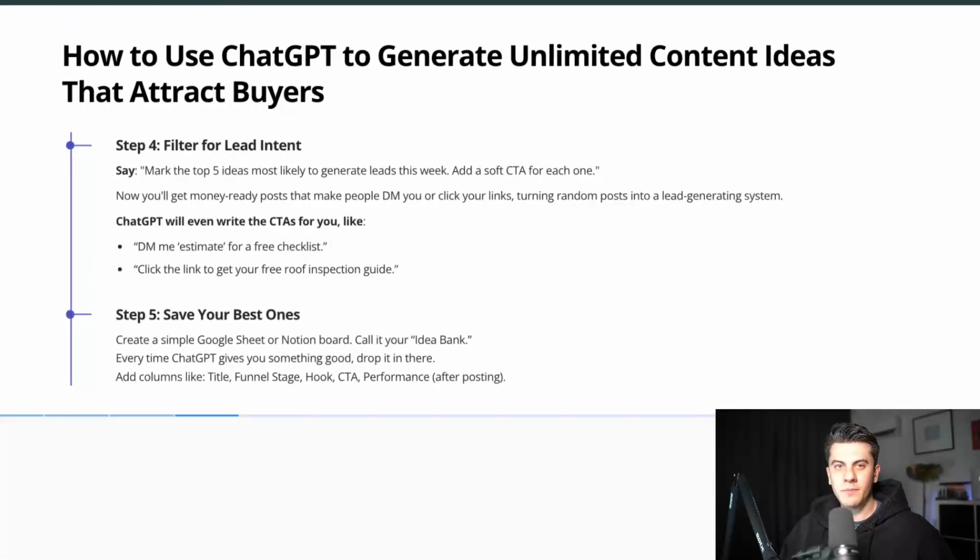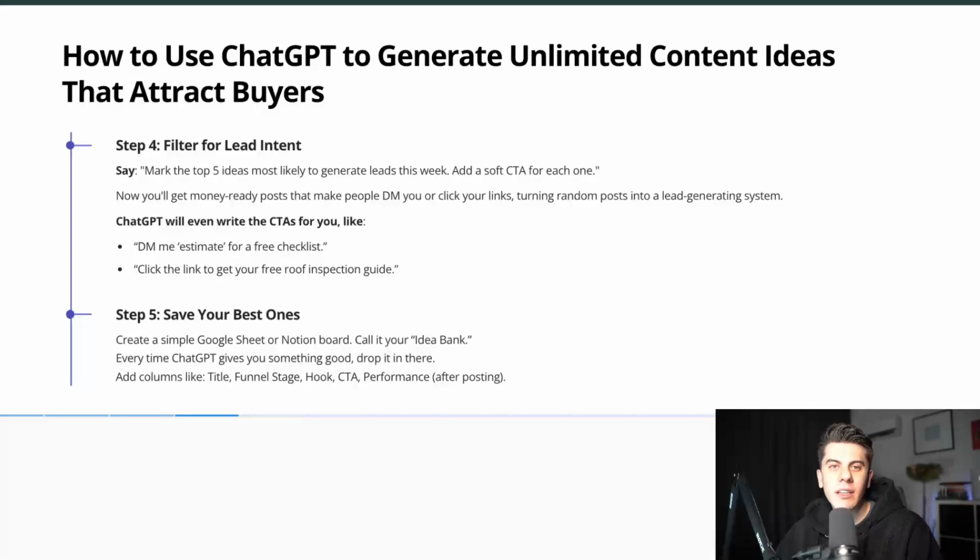Step 4 is filter for lead intent. Now, here's where we separate content that gets likes from content that gets leads. After ChatGPT gives you a list of ideas, say this: mark the top 5 ideas most likely to generate leads this week. Add a soft CTA for each one.